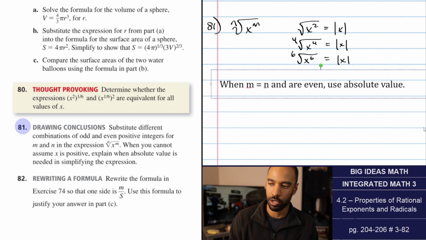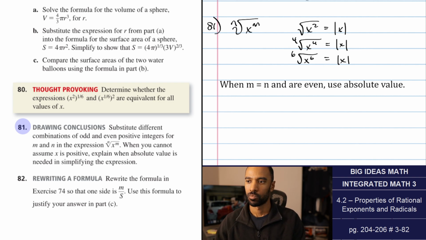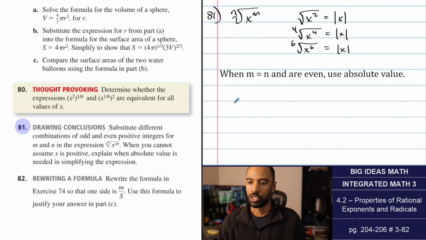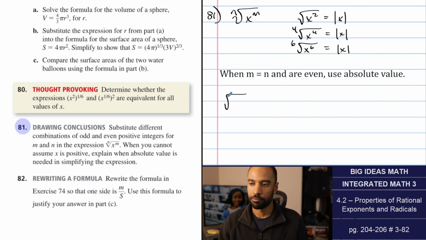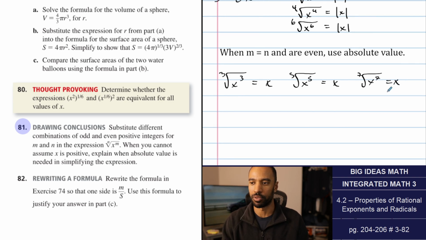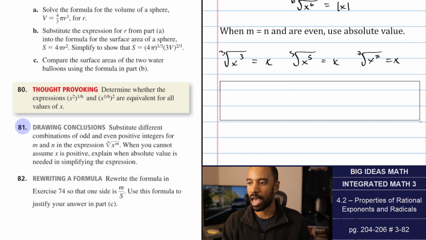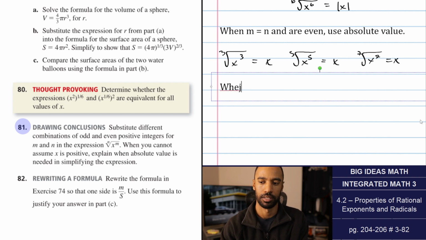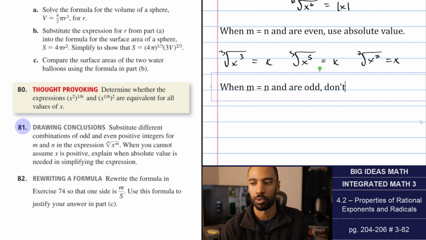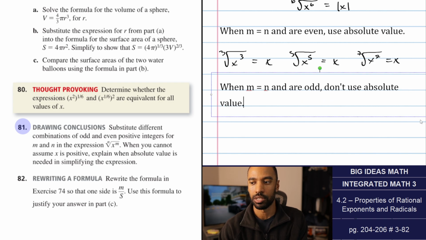How about when they are equal and odd? We don't do the first root, but the cube root of x cubed is just x. Fifth root of x to the fifth is just x. Seventh root of x to the seventh is just x. Anyway, I'm not going to do multiple of those each time like that anymore. But when m equals n and are odd, I mean, we've done a bunch of these already, so that's not a surprise. And are odd, don't use absolute value. I mean, maybe you can, maybe you can't.